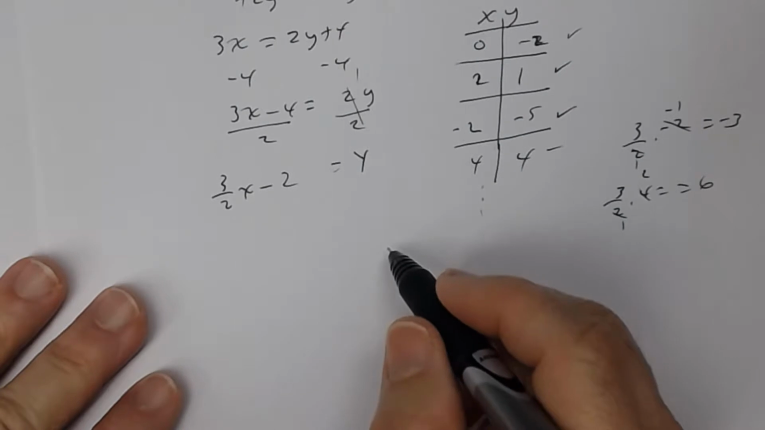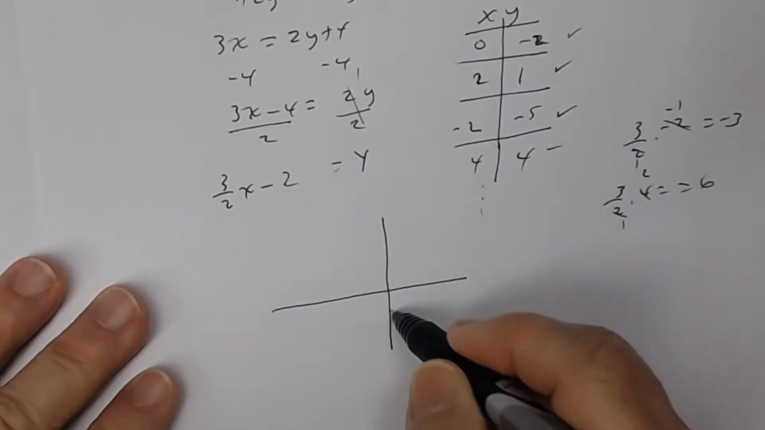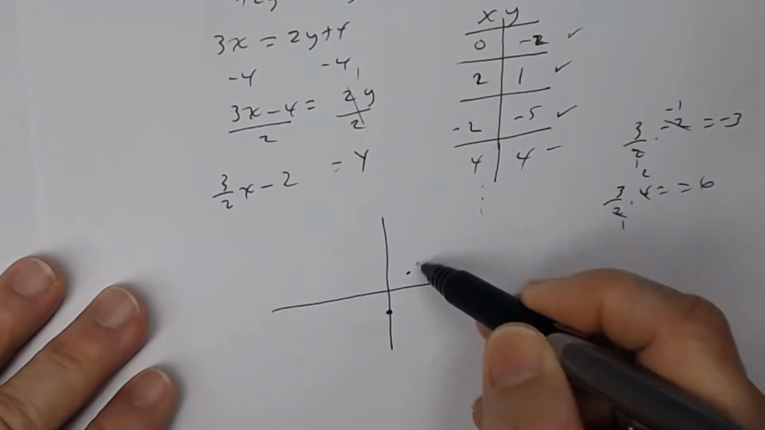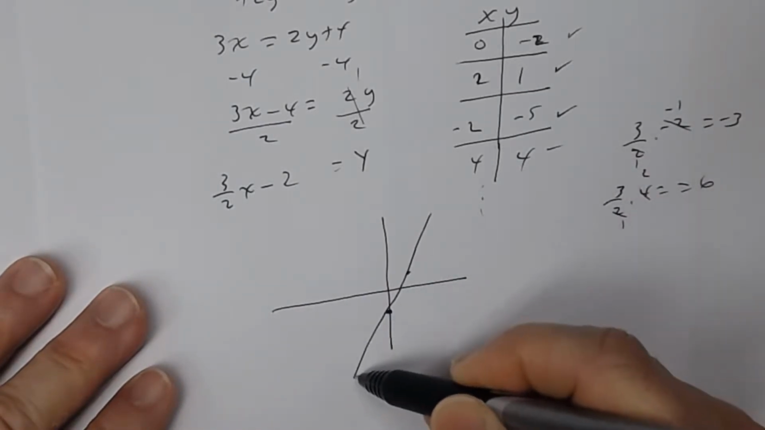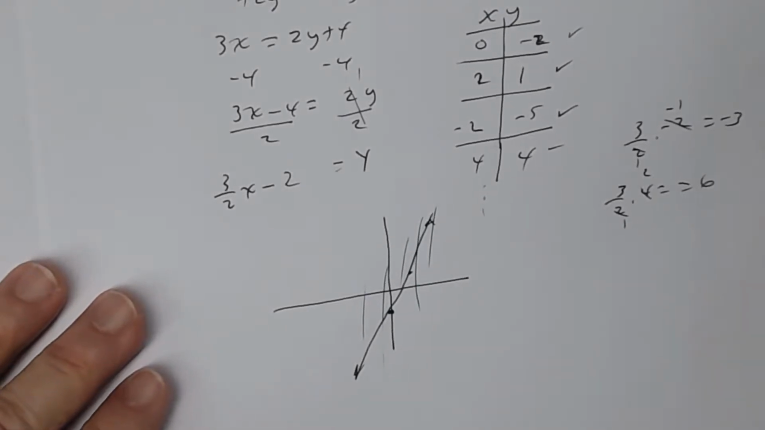So if I graph this, (0, -2) is here. (2, 1) is here, let's say. I get this graph. And so notice it passes the vertical line test.